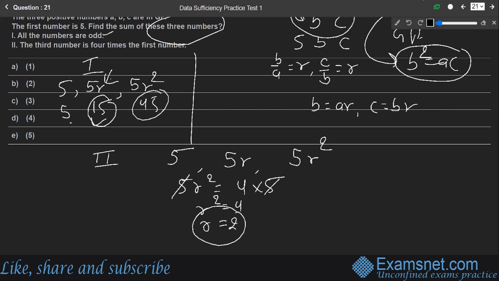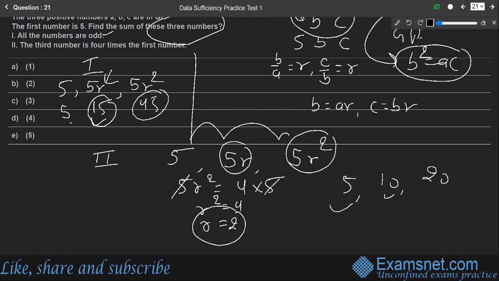So if the R value is 2, and that R was only important for us for finding out these three numbers. So the first number as it is 5. Second number is 5R, that is 5 into 2, that is 10. Third number is 5R square, that is R value is 2, so 2 square is 4, 4 into 5 is 20. So these are the three numbers that we receive. And the sum of these three numbers can obviously be found out by 5 plus 10 plus 20, that is nothing but 35. So clearly by statement number second alone, we are able to answer the question.